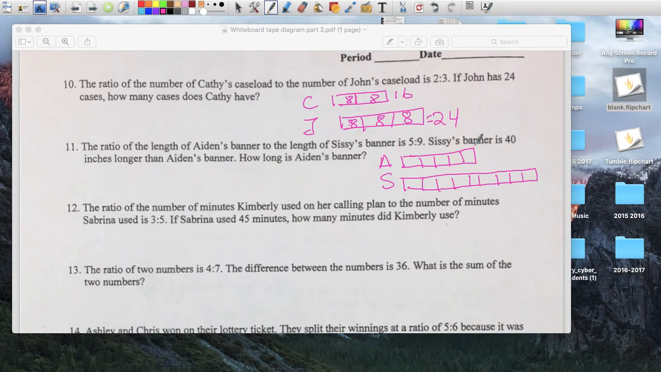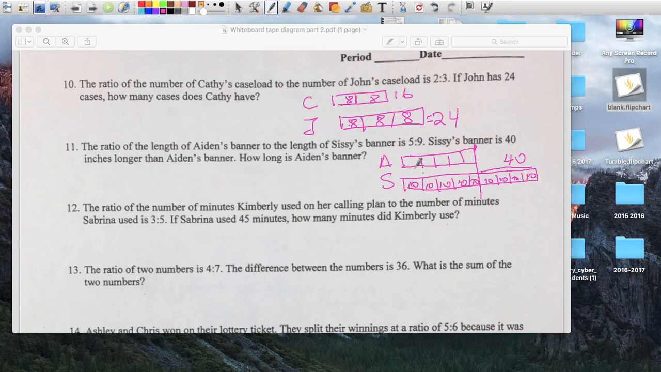So up to this point, both of these banners measure the same. Whatever it is, they measure the same. Sissy's banner, which is the bottom one, measures 40 inches longer. So this much is the extra one that she has, which is 40 inches longer. So these 4 boxes represent 40 inches longer, which means 40 divided by 4. This is 10. This is 10. This is 10. And this is 10. So if one box is 10, they're all 10.